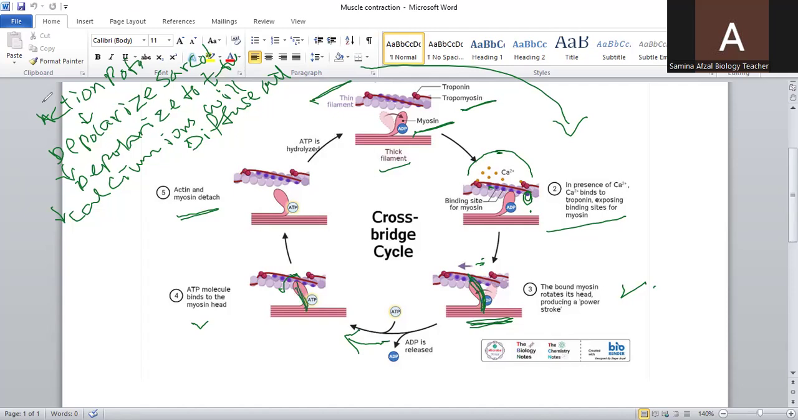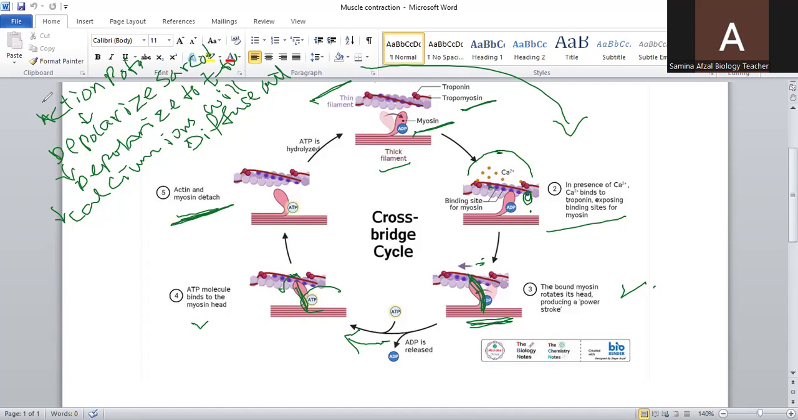After this, the ATP molecule binds to the myosin head. It will provide it energy, and this energy will help for the power stroke. After this, the actin and myosin detach from each other, and then ATP is hydrolyzed. In this way, this whole sequence of events will continue.